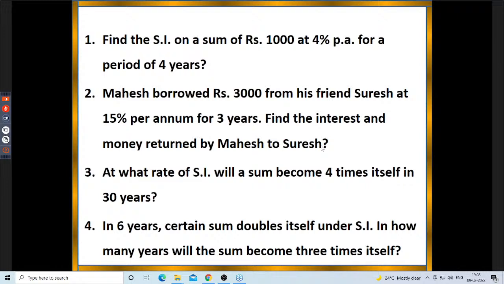Third one, at what rate of simple interest will a sum become four times itself? The sum becomes four times itself in 30 years. Fourth one, in 6 years, a certain sum doubles itself under SI. In how many years will the sum become three times itself?